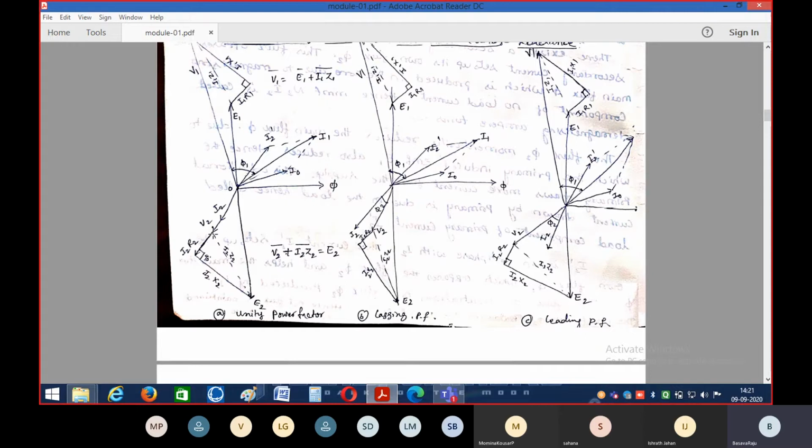Exactly at 90 degrees, if you draw one vector, this vector represents the voltage drop due to the reactance, I2 X2. Now if you add the voltage drop due to the resistance and the voltage drop due to the reactance, the resultant vector represents the voltage drop due to the impedance. If you combine this with V2, the resultant vector is nothing but E2. Hope you guys are understanding. If you have any doubt you can unmute and ask me. Do we have any doubt in what we have discussed so far?